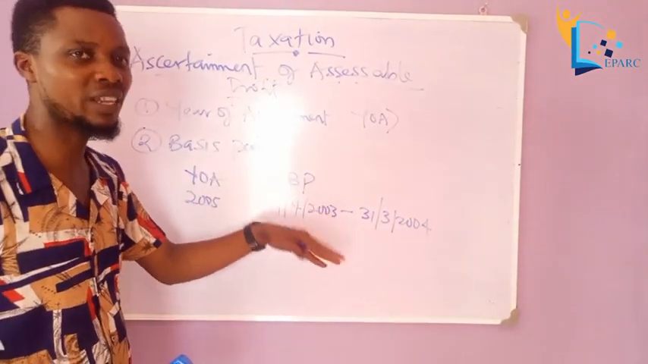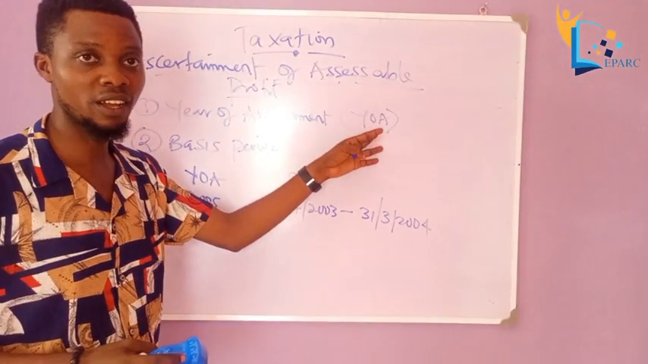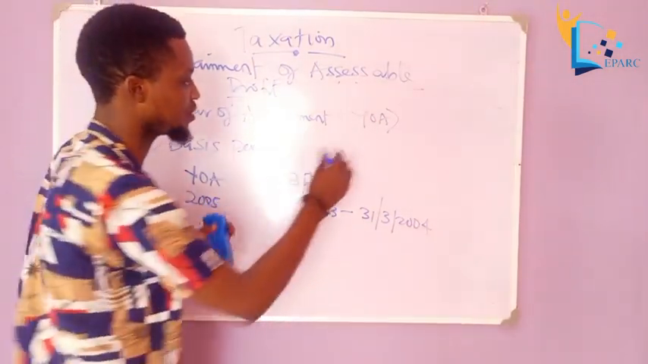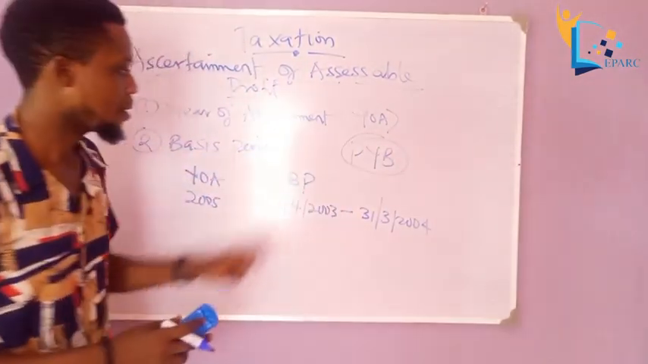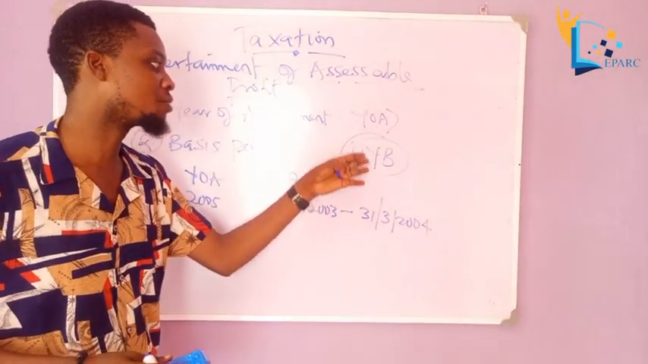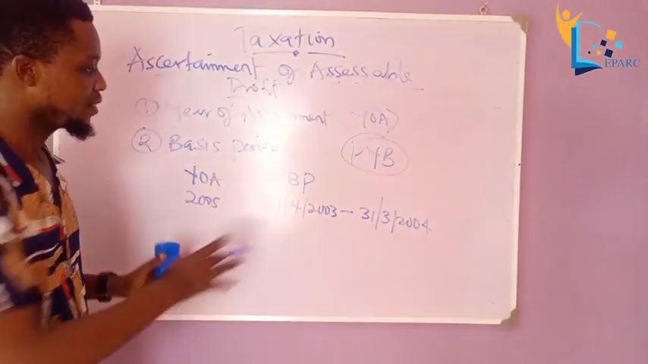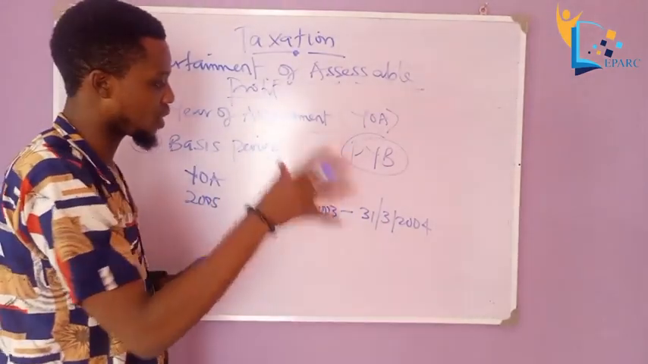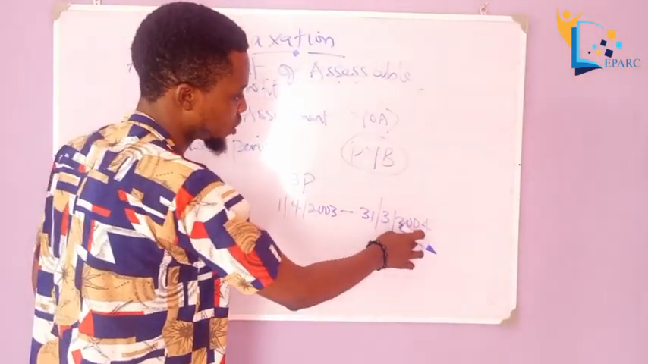Basis period is the same thing as preceding year basis, PYB. It is the year before the year of assessment. So if we are going to be assessed in 2005, our basis period is 1st of April 2003 to 31st of March 2004.